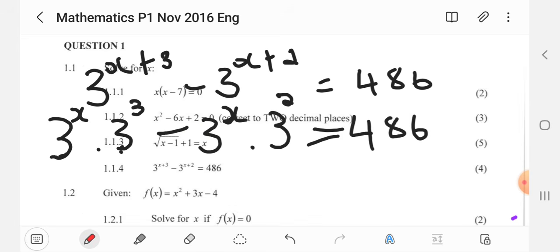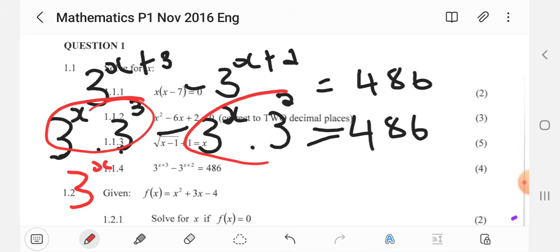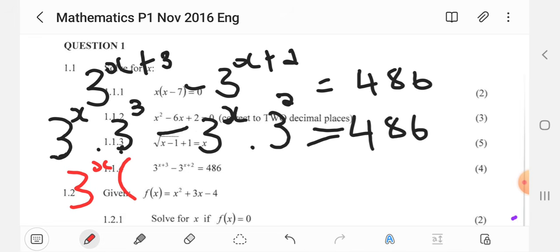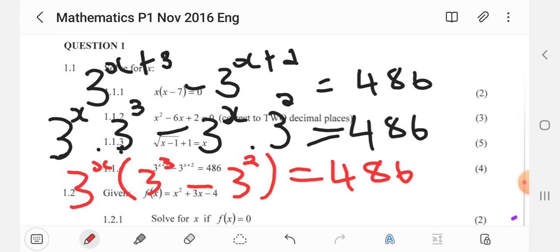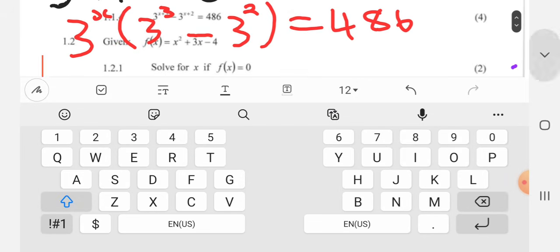Maths is easy. So we have 3 to the power of x on this side and 3 to the power of x on that side. So that is a common factor. Because it's there on this side and it's there on that side, we will take it outside. This is grade 10 maths. And now we will have 3 to the power of 3 minus, because of this sign. If it was addition, you would add, but it's subtraction, so you subtract. And then we'll have 3 to the power of 2, and that will equal 486. Just like that, okay?